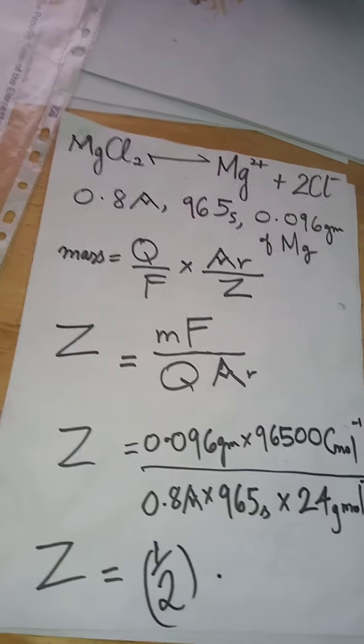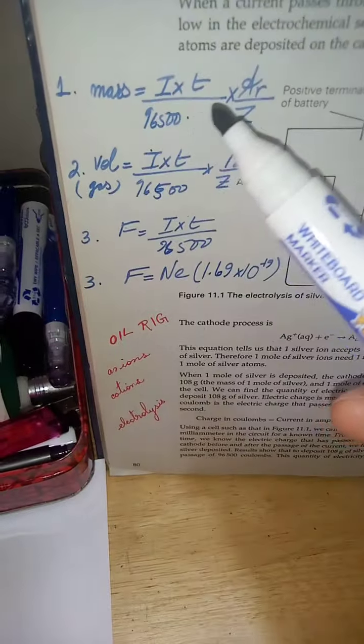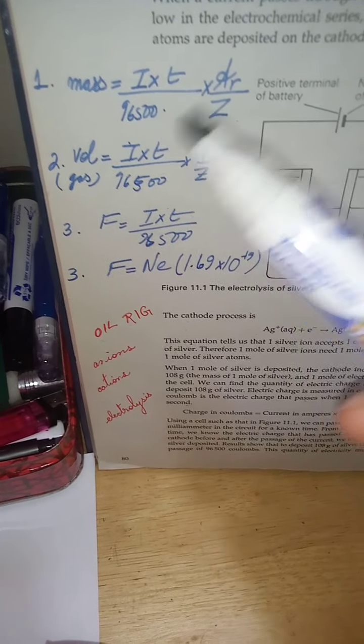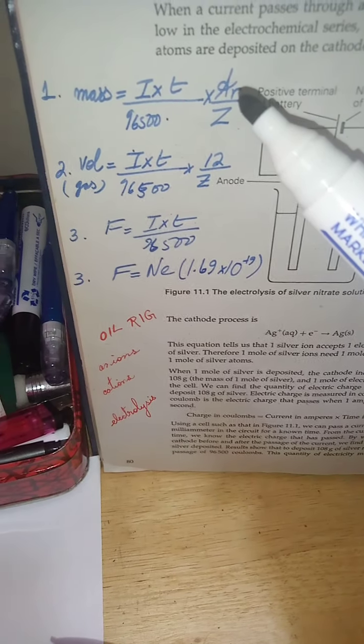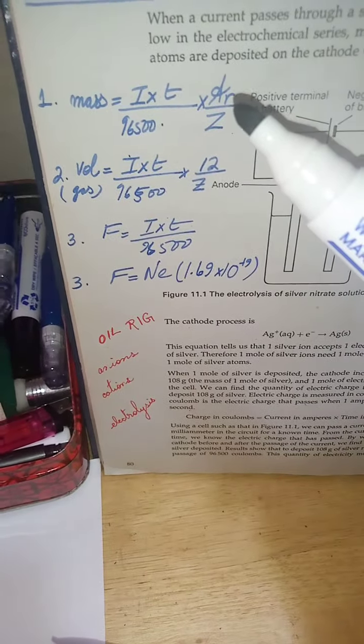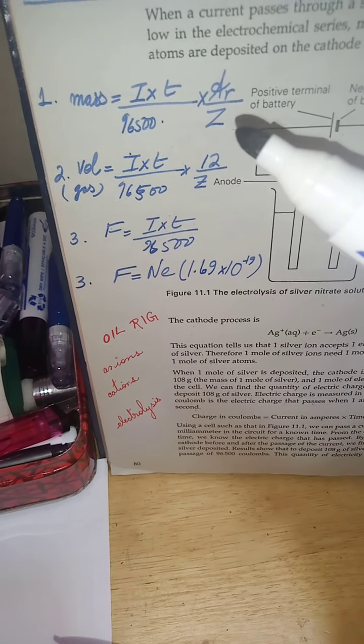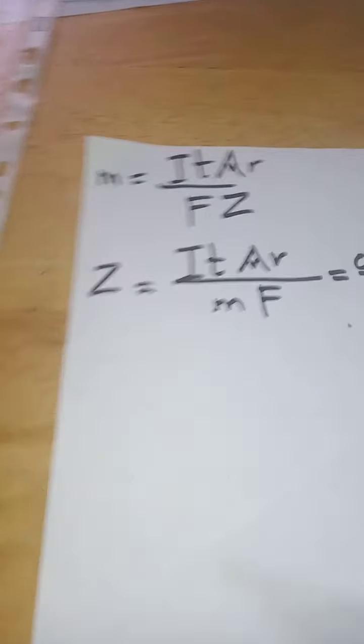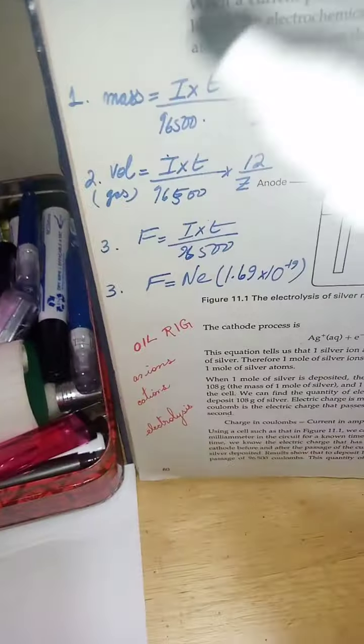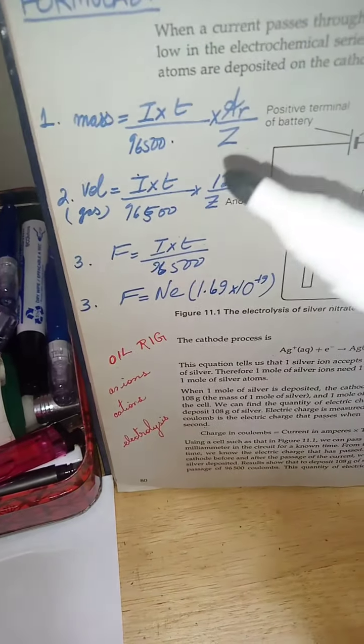I think the equation got flipped. Okay, sorry, I apologize. The equation got flipped. So the equation was mass equals current times time divided by the Faraday constant, times atomic mass of the metal or non-metal under discussion, divided by its oxidation number. So the original equation was M equals Q over F times Ar over Z.